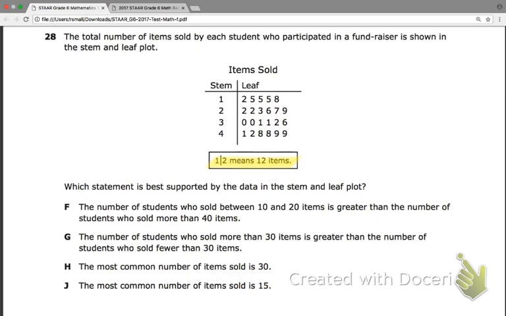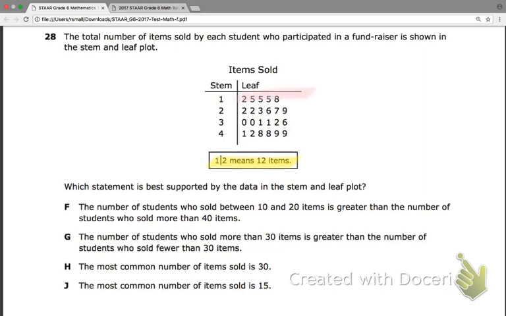So let's look at F. The number of students who sold between 10 and 20 items is greater than the number of students who sold more than 40 items. So let's count. The number of students who sold between 10 and 20 items is going to be highlighted light pink right here.